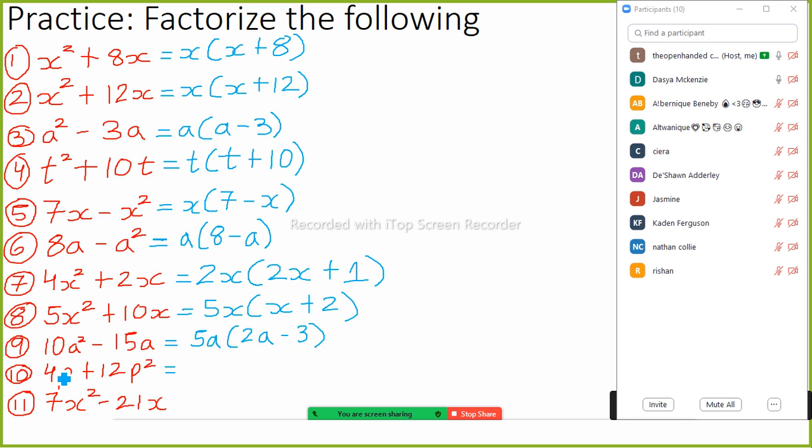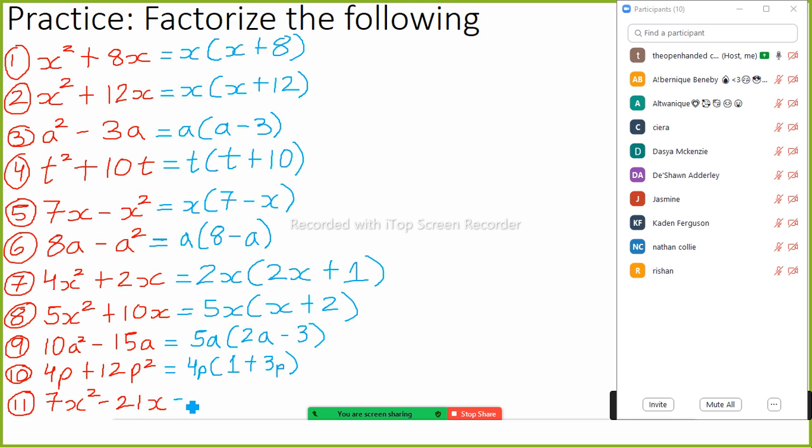Okay, so on the outside I have 4p, and then on the inside I have 1 plus 3p. That's correct because 4p times 1 is 4p. And then 4p times 3, well, 4 times 3 is 12, and then p times p is p squared, yes.